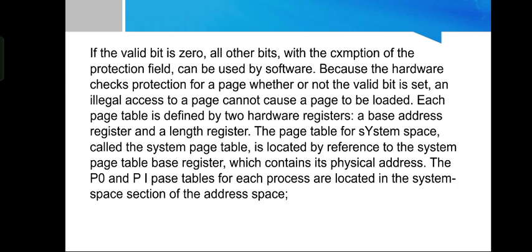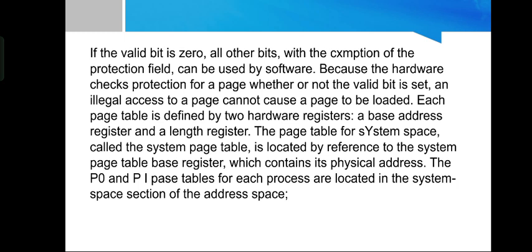If the valid bit is 0, all the other bits, with the exception of the protection field, can be used by the software. Because the hardware checks protection for a page whether or not the valid bit is set, an illegal access to the page cannot cause a page to be loaded. Each page table is defined by two hardware registers, a base address register and a length register. The page table of system space, called the system page table, is located by reference to the system page table base register, which contains its physical address.